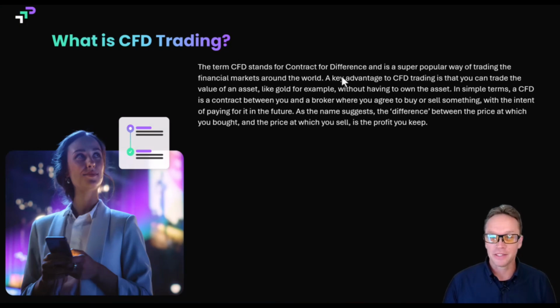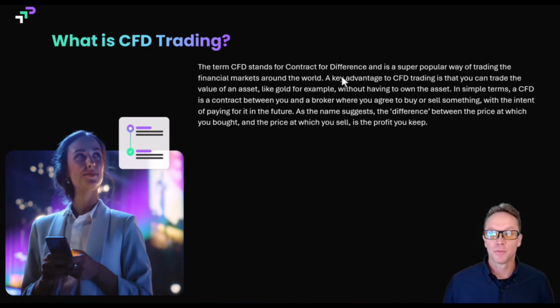Now, the term CFD stands for contract for difference, and it's a super popular way to be trading the financial markets around the world. One of the key advantages to CFD trading is that you do not need to actually own the physical asset, for example, gold, to take advantage of the value of that gold. So in simple terms, a CFD is a contract between you and a broker where you agree to buy or sell something with the intent of paying for it in the future. As the name suggests, the difference between the price you buy it and the price you sell at is the profit you keep.